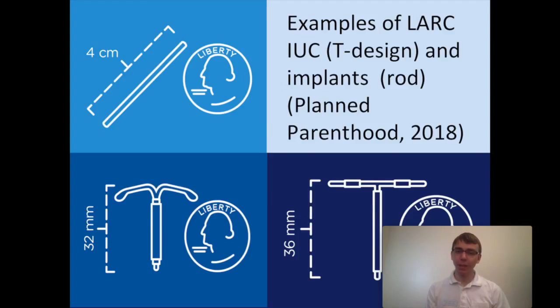So here we have a graphic of the examples of LARC. The intrauterine contraceptives are the T design placed inside the uterus, and the rods are placed in the upper arm. What's really interesting about this visual is that they're comparing them to a quarter. So these devices are really small. They're measured in terms of centimeters and millimeters, and they're about as big as a quarter. So when you take a quarter and you look at it, you'll get the sense that these devices are really small. I think it's great to have that reference point of a very common item for these devices.